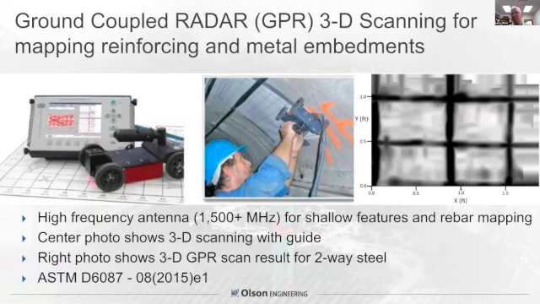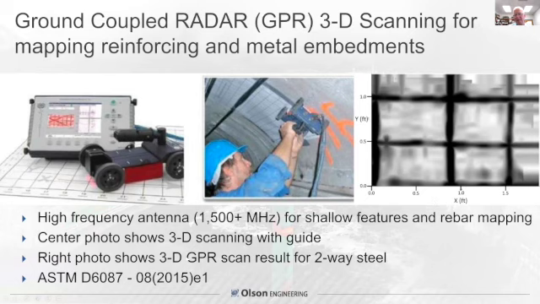So one of the first things we did on the project was ground penetrating radar. This is 3D scanning, can be done by scanning in 2 directions for mapping out reinforcing and metal embedments. So we use high frequency antennas, typically at least 1500 megahertz. The center photo shows 3D scanning on a guide. You can also lay out a grid.